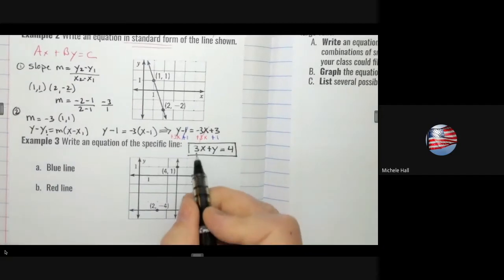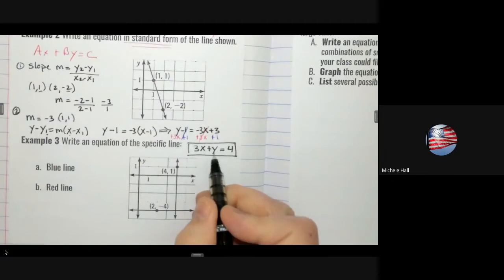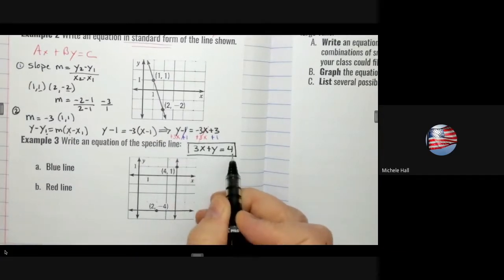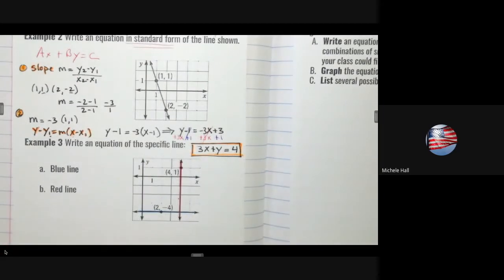My a value is positive. I have my x and my y together on the same side of the equation. My c term is on the right-hand side. Write an equation of the specific line. So it doesn't ask for it to be in standard form or slope-intercept form or point-slope form. It just says write an equation of a specific line.